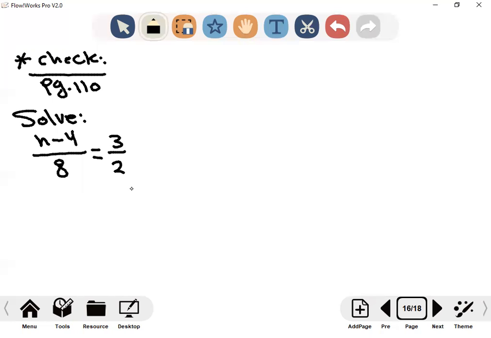Now, as we said, if two ratios are equal, or two fractions are equal, we call them proportions. We can use a cross product. So here I'll multiply n minus 4 multiplied by 2 equals 8 multiplied by 3.